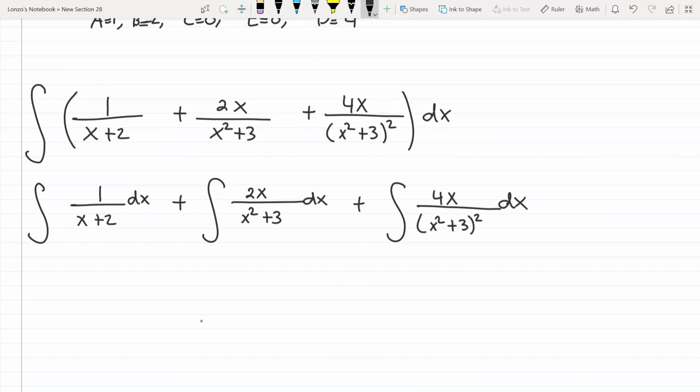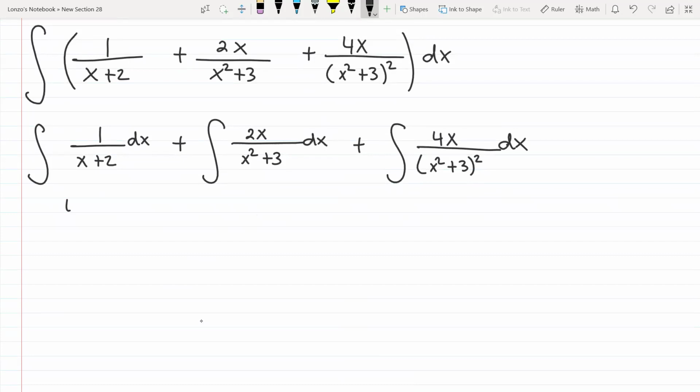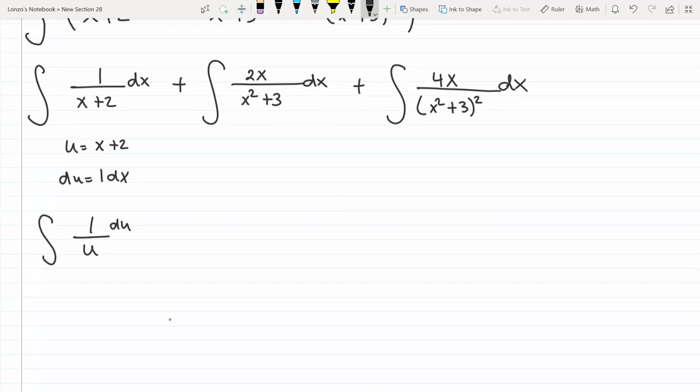So over here, 1 over x plus 2, you can use u substitution. So that would be u equals x plus 2. du would be 1 dx. So this would be 1 over u du, which is, what's the integration of 1 over u, ln of absolute value of u, so it's x plus 2.